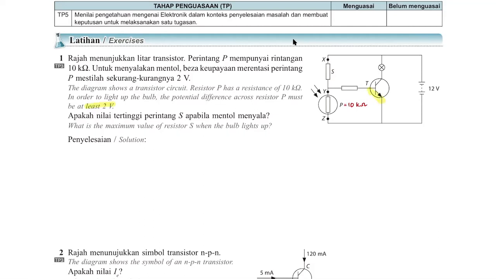So the part down here, this is what we call the base circuit. The circuit is divided into two. The upper part is the collector circuit, because in a transistor, this one is C, this one is B, this one is E: collector, base, emitter. The lower part, because it is BE, is the base circuit. So what is the maximum value of resistor S when the bulb lights up? That is the question.